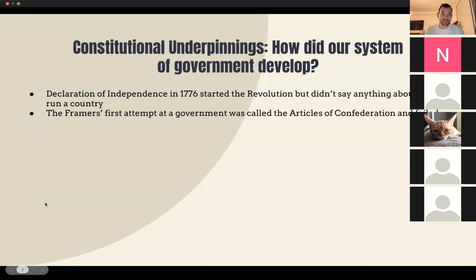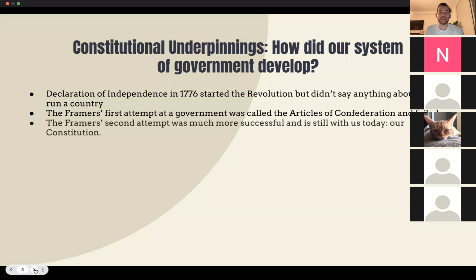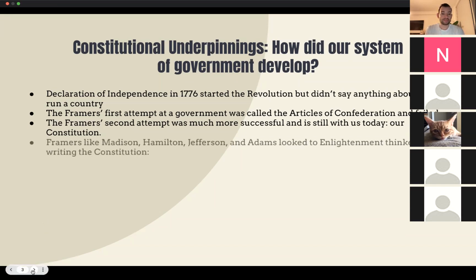The framers' first attempt at doing that, their first attempt at governance, was called the Articles of Confederation, and it failed. It was a loose confederation of the 13 colonies, and there was really no national government. So very, very weak, and it didn't work. It failed. The framers' second attempt was much more successful because that's what we still have with us today, and that is our Constitution. It's been around since 1789.